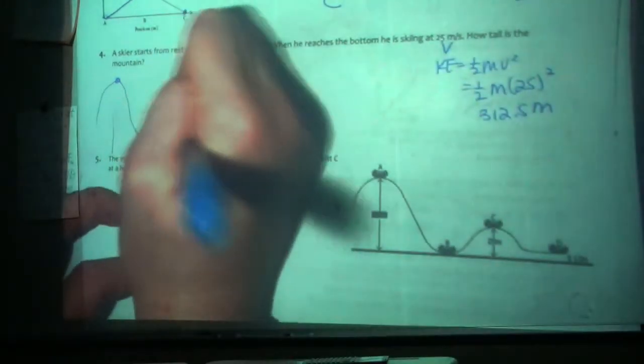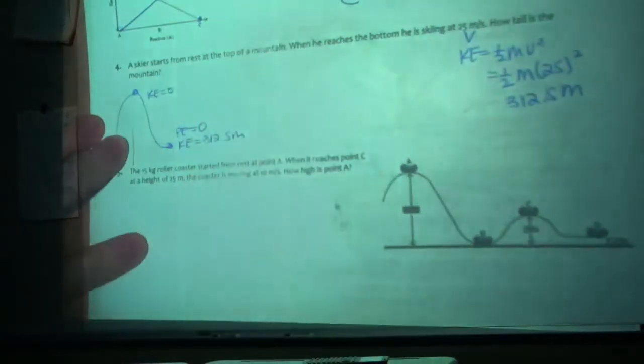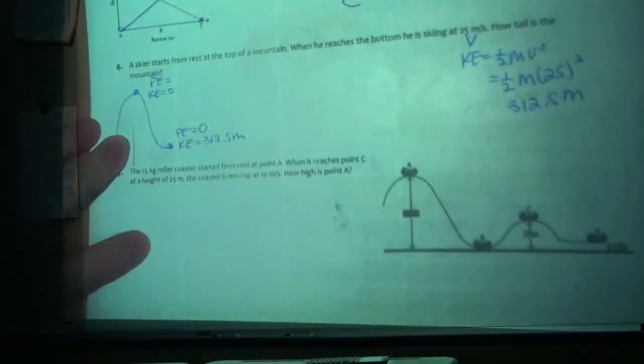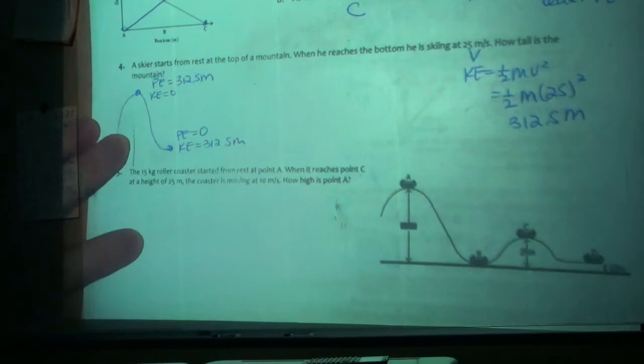So I'm going to go at the bottom. My kinetic energy is 312.5 m, and my potential energy at the bottom is 0, because the height would be 0 on the ground. Now we go up to the top. It started from rest, and my kinetic energy is 0 at the top. And if the total energy is staying the same, because energy is conserved, that means that the potential energy I started with had to be the 312.5 m.